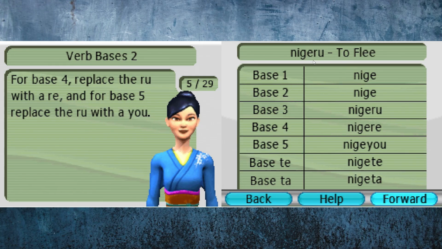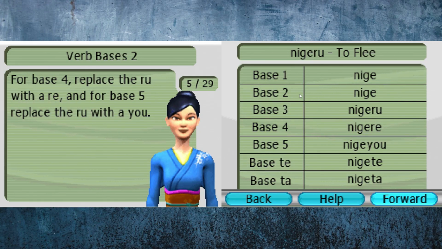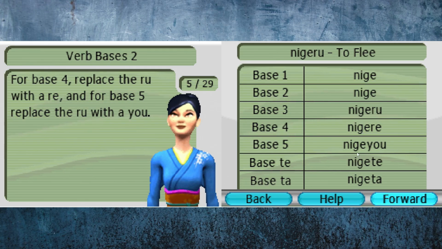Okay, so nigeru, to flee: base 1 is nige, base 2 is nige, base 3 is nigeru, which is the dictionary form. Base 4 is nigere, which I think is the potential form. I think it's called potential form, to say you can or cannot do something. And base 5 is nigeyo, which is volitional form, to invite someone to do something with you.